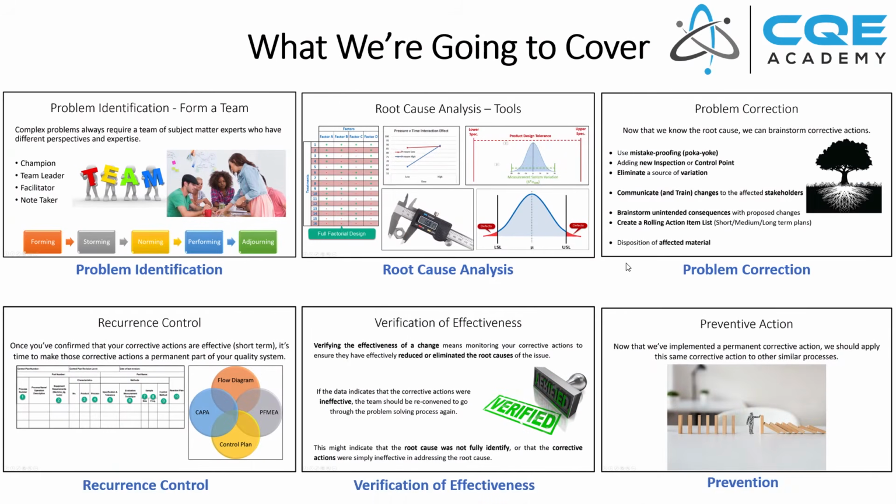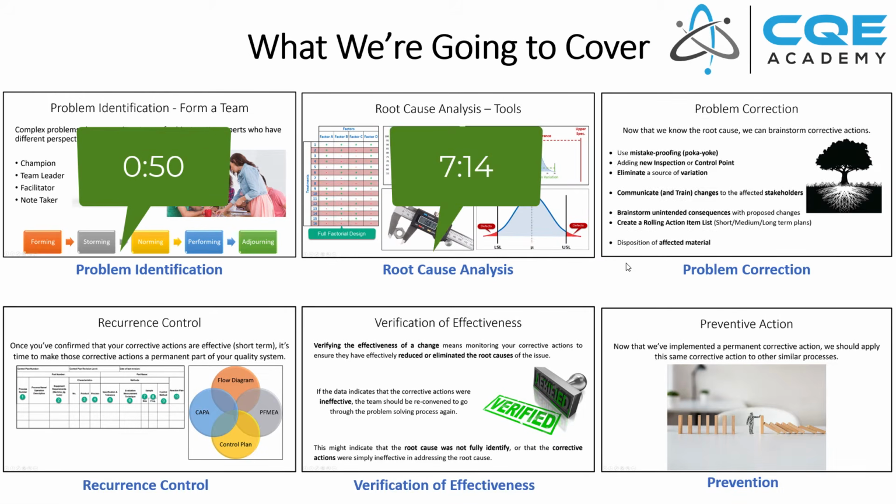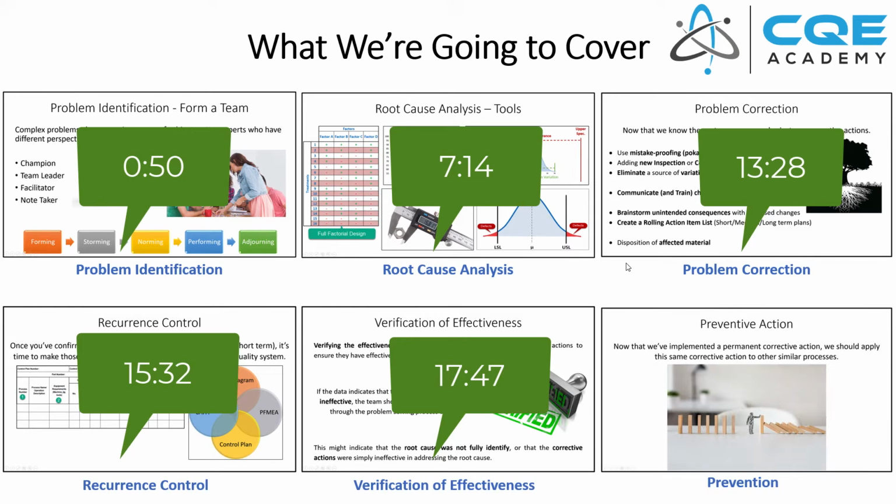All right, let's take a look at today's agenda. So if you're already somewhat familiar with root cause analysis, you might have heard of a bunch of different terms and processes. 8D is a really common term for root cause and corrective action. What I'm going to teach today are the 5 general steps of root cause analysis, as well as preventive action. So we're going to go through problem identification, root cause analysis, problem correction, recurrence control, verification, and then prevention or preventive action at the very end. Okay, let's get into this.